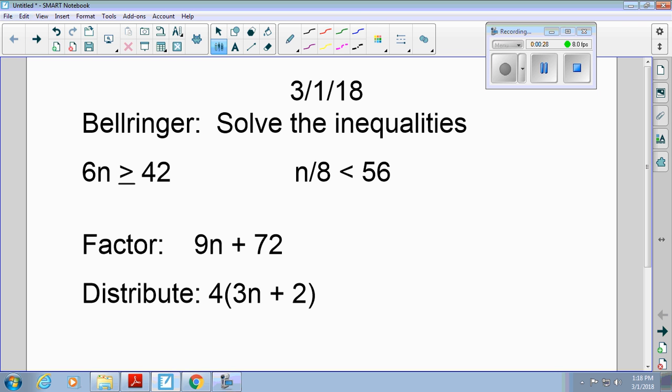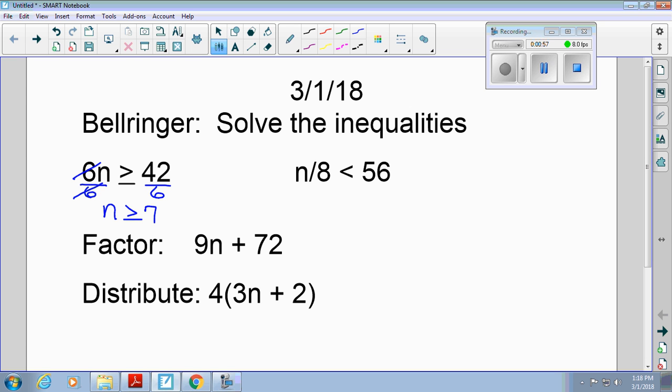So your goal whenever you have an equation or an inequality to solve is to isolate the variable, which means get it by itself, all right? You want all of your letters on one side, all of your numbers on the other. So to do that, we're going to divide each side by 6. When you divide any number by itself, you get 1, so you would get 1n. You don't write a coefficient of 1, so you would just say n is greater than or equal to 7.